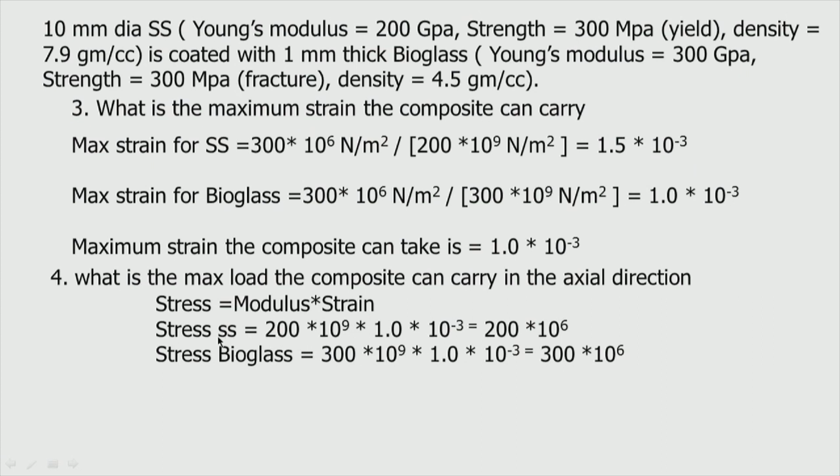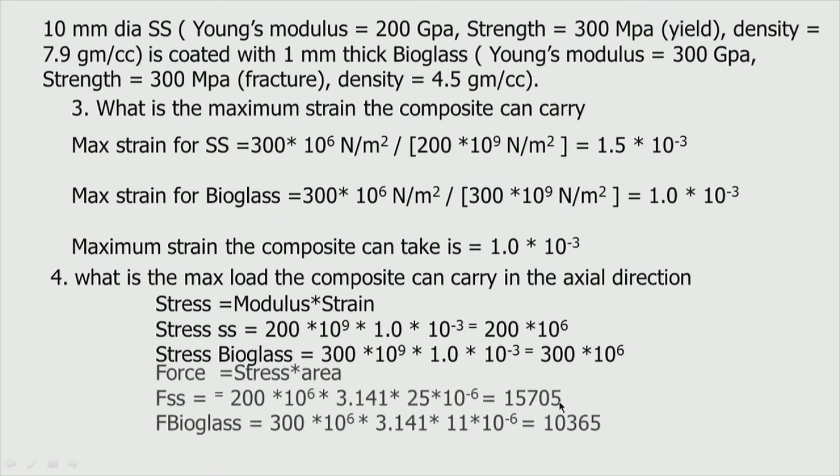So, stress for stainless steel is equal to 200 into 10 power 9, times the strain of 1 into 10 power minus 3. For the bioglass, we will take the modulus 300 into 10 power 9, again with this as the strain. So we end up with two different stresses.